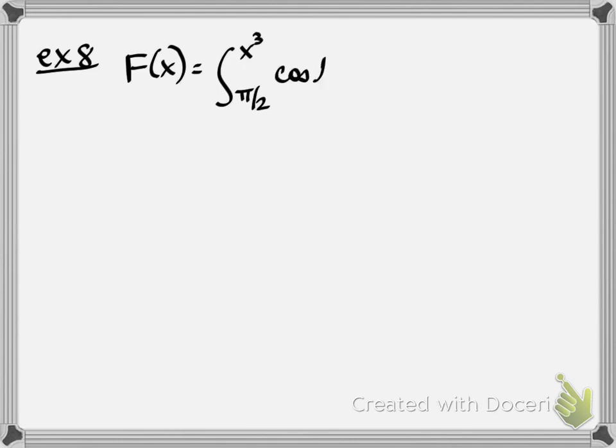Example 8. We have capital F of x is equal to the integral from pi over 2 to x to the third of cosine of t dt. Well, it sure would be nice if I could use the second fundamental theorem of calculus. Instead of that integral, that capital F of x, why don't we take the derivative of both sides with respect to x?